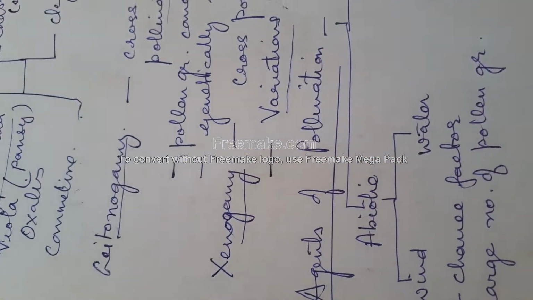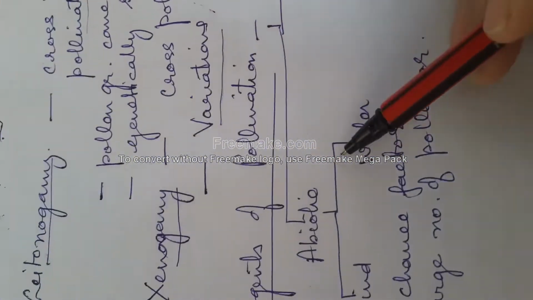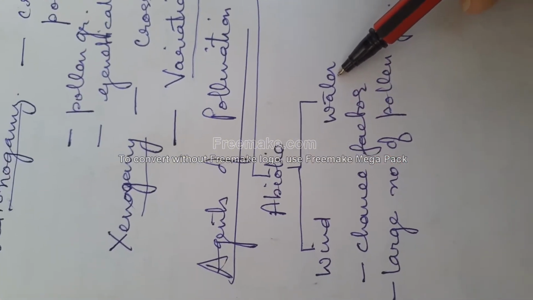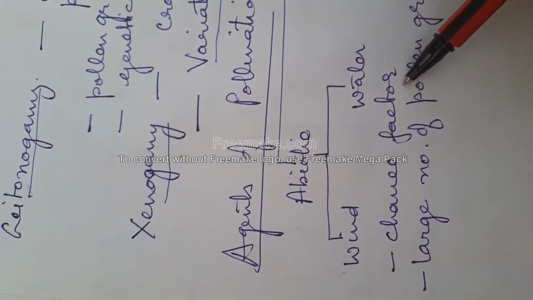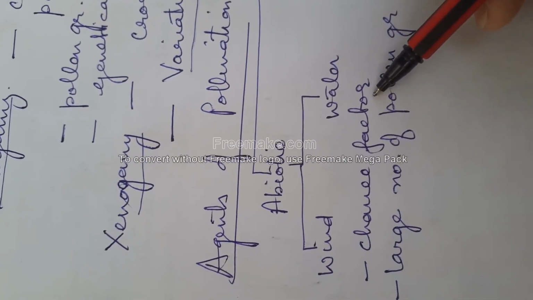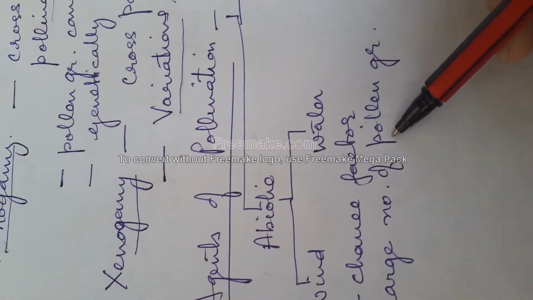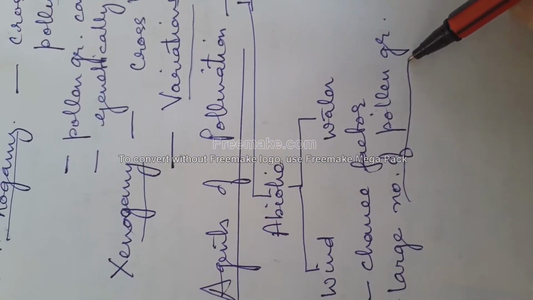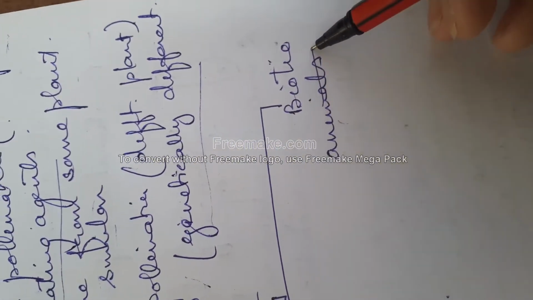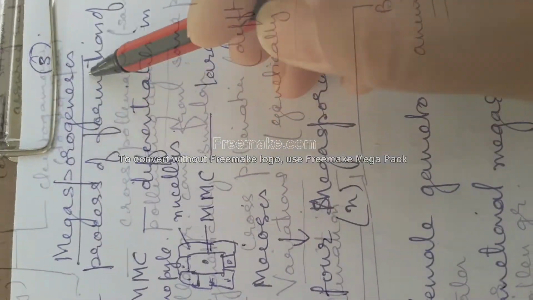Now the agents of pollination are further of two types, abiotic and biotic. In abiotic we find that wind and water pollinating agents are there. Here it is a chance factor because pollen grains might not settle on the stigma or fertilization may not occur. So that is why a large number of pollen grains are produced. Whereas in biotic factors, we'll be studying about animals and other agents in the next.